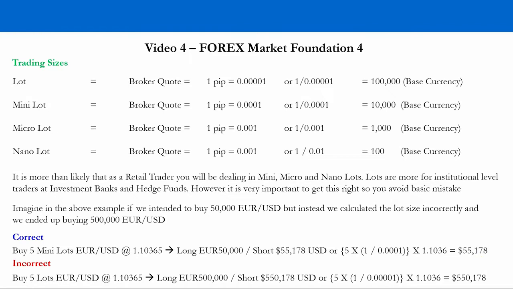But what if we got this wrong and calculated the pip value incorrectly and worked it out as buying 5 lots? And we did this at the exchange rate 1.10365. We end up actually going long 5 lots, so 500,000 euros, or short 550,178 US dollars. We've now got 10 times the exposure that we actually intended to have, and instead of running that exposure and being fools, we're going to have to trade out of that straight away.